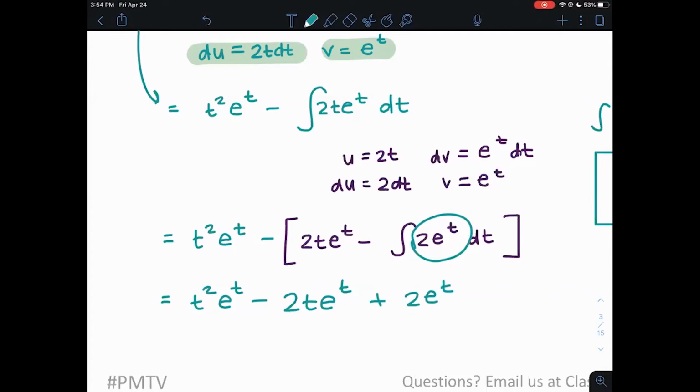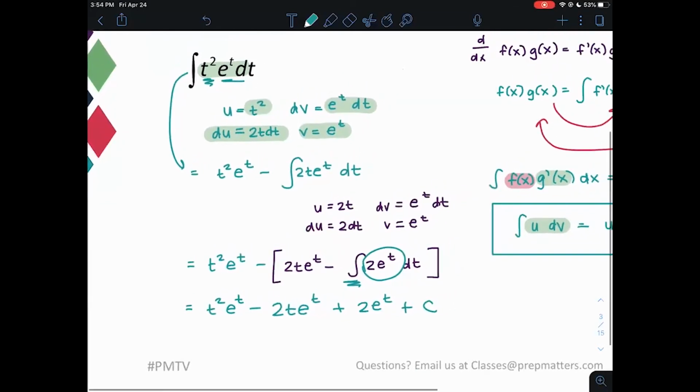Now, here's the important part here, and this part you can kind of debate how you want to do this. But here's the important part. You're doing an indefinite integral right now, so at the end of this, we need to add on a plus c. Okay, we need to add on that plus c down there.